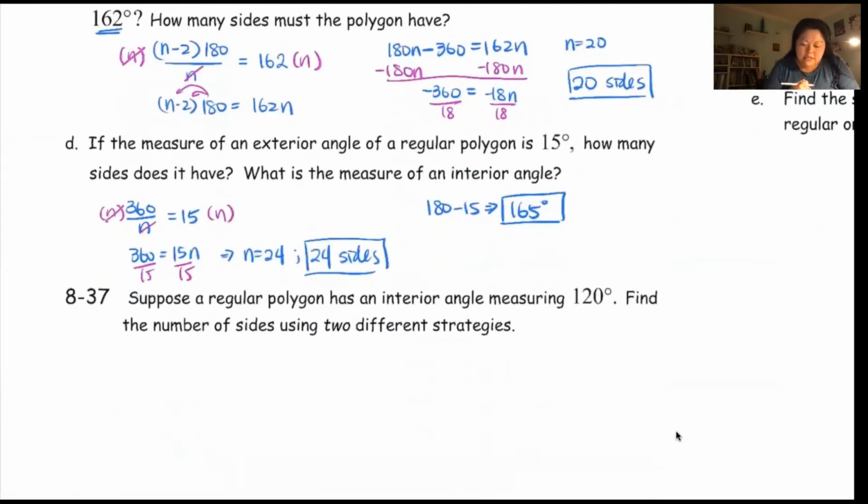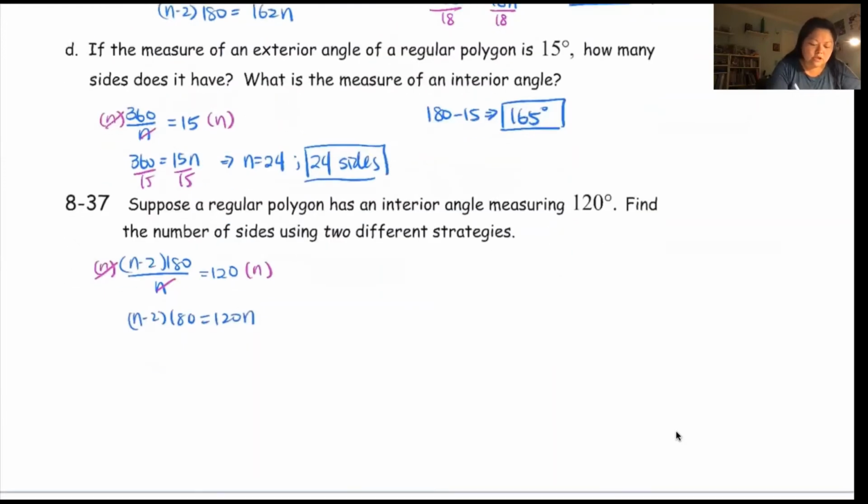Suppose a regular polygon has an interior angle measuring 120. Find the number of sides using two different strategies. Okay, so the first strategy would be to, again, use our formula. So we go n minus 2 times 180 divided by n is equal to 120. Okay, and then I would do the same thing as I did before. I multiply both sides by n to get rid of that fraction there. And I get n minus 2 times 180 equals 120n. Right? And I distribute the 180 so that I don't have the parentheses. So I get 180n minus 360 equals 120n.